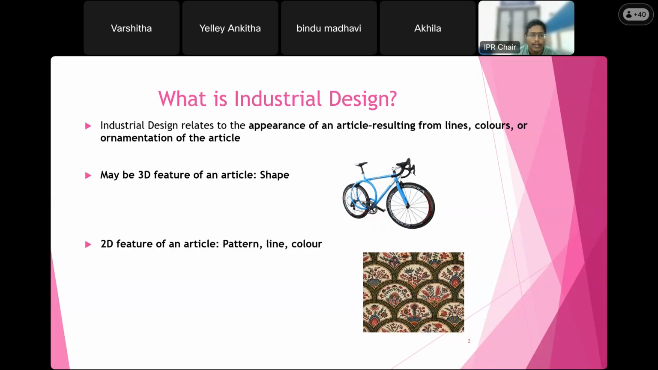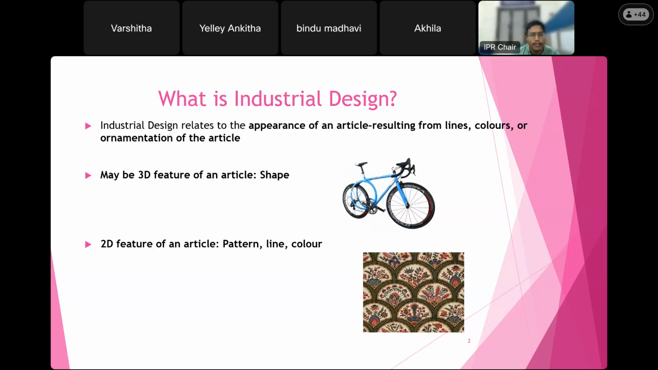It will basically try to protect the ornamentation of the article. So if it is 3D or 2D, how it looks like. So the appealing aspects of the item we can protect by using design registration. In the US it is called design patent, but in India it is called industrial design registration only. It is not called design patent. So basically you are trying to protect the appearance of an article.